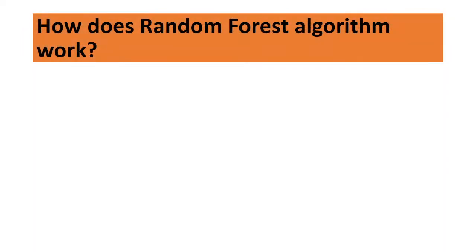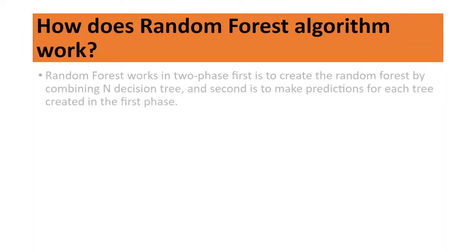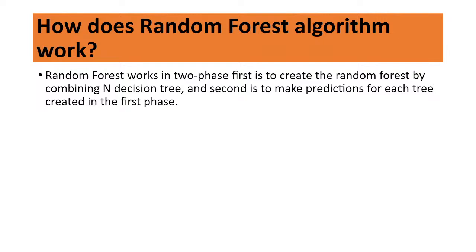So how does the random forest algorithm work? Random forest algorithm works in 2 phases. First, it creates the random forest by combining N decision trees, and second, it takes the prediction from each tree created in the first phase. So mainly random forest works in 2 phases. First of all, combining a number of decision trees, and second, making the prediction for each tree created in the first phase.